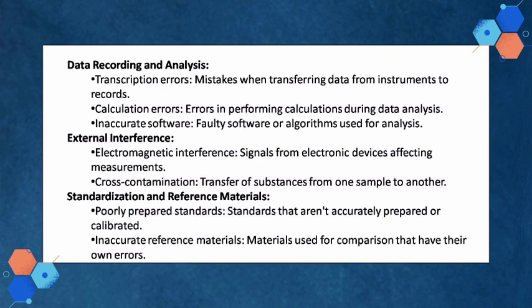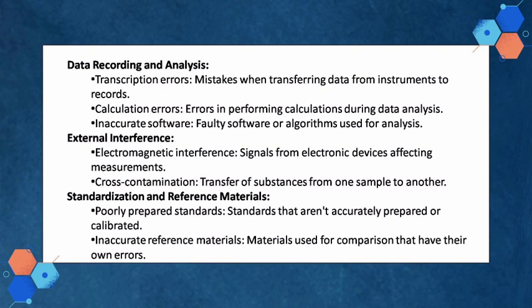Ninth, external interference. This involves electromagnetic interference, signals from electronic devices affecting measurements. Cross-contamination, transfer of substances from one sample to another. Tenth, standardization and reference materials. Under this, poorly prepared standards, standards that aren't accurately prepared or calibrated.